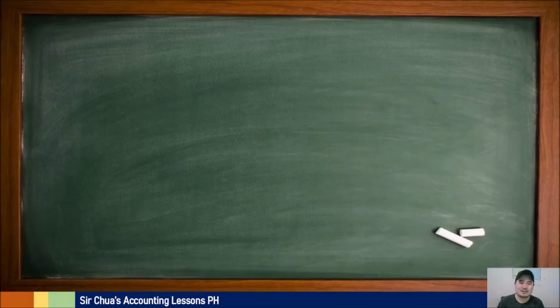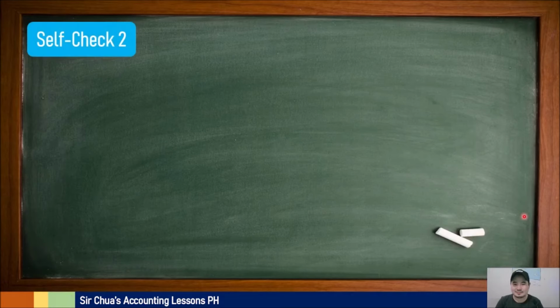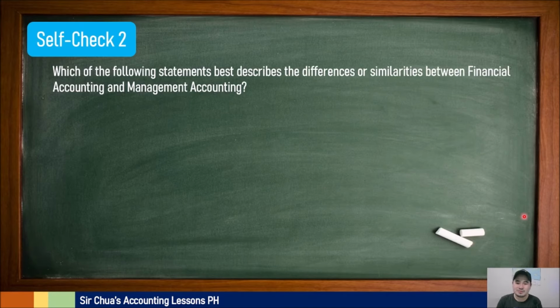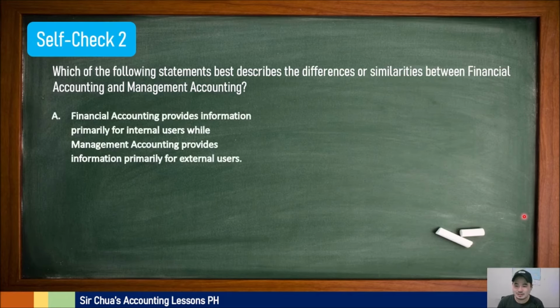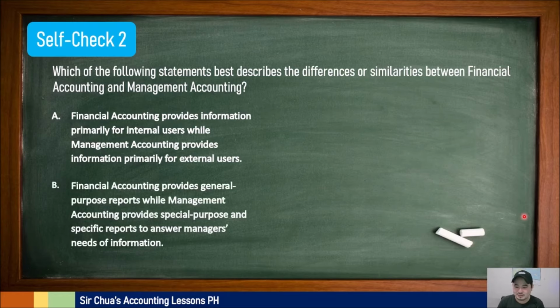Okay, so medyo marami na tayo napag-usapan about management accounting. Let's have a self-check about that. Let me read to you the question. Which of the following statements best describes the differences or similarities between financial accounting and management accounting? Letter A. Financial accounting provides information primarily for internal users, while management accounting provides information primarily for external users. Letter B. Financial accounting provides general purpose reports, while management accounting provides special purpose and specific reports to answer managers' needs of information. Letter C.